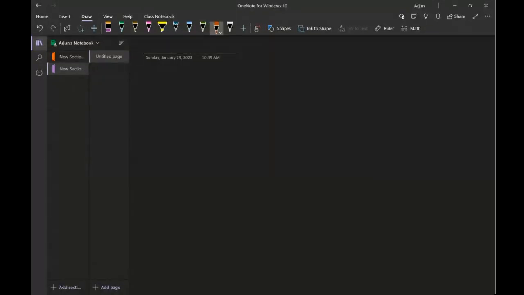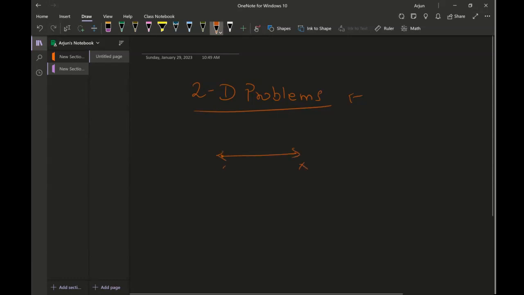Welcome back, folks. In today's class, I'll talk about 2D problems. Now, before I start with the 2D problems, I'm going to give you a recap of what a 1D problem is and how it is different from a 2D problem. If we are along either the x-axis or the y-axis, then that's a 1D problem.